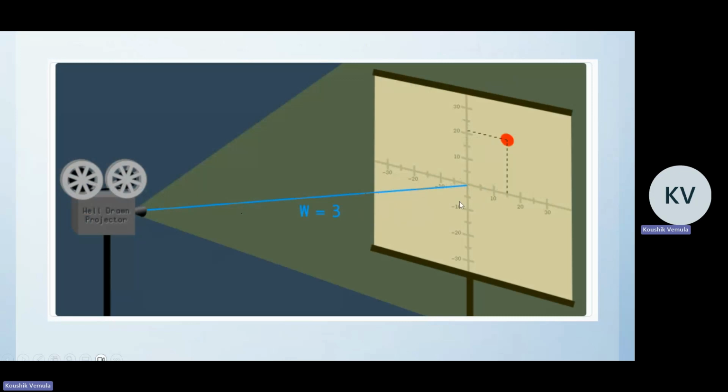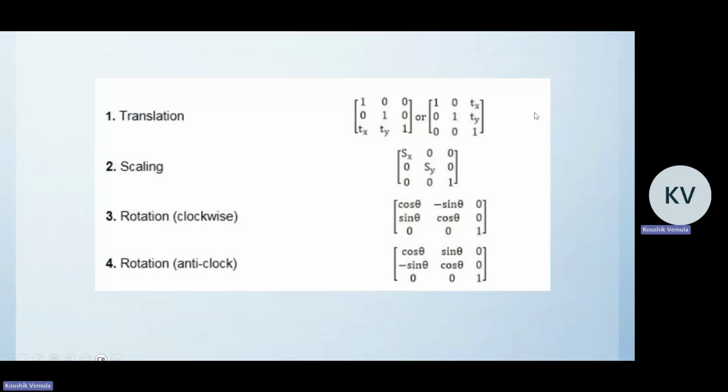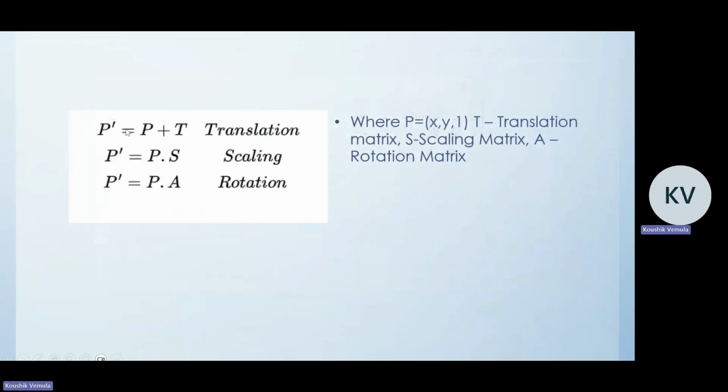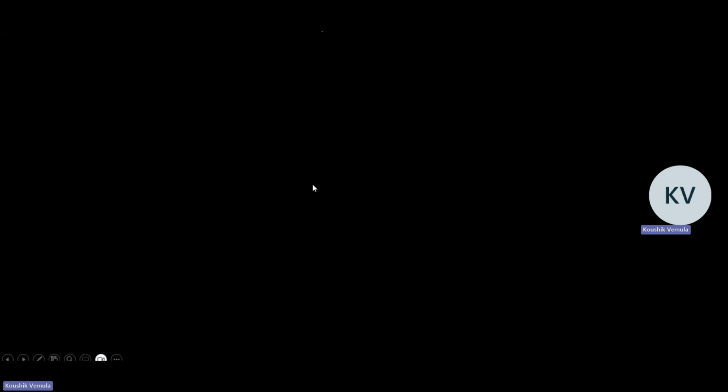For the Euclidean coordinate 7, 5, we can see that there are multiple homogeneous points. In fact, we can get an infinite number of points for a single given Euclidean coordinate. This is one of the features of homogeneous coordinates. These are the matrix notations for translation, scaling, rotation anti-clockwise and rotation clockwise respectively. As we can see, tx, ty, sx, sy, cos theta, sin theta. In matrix representation, p dash equals p plus t, p dash equals p into s, p dash equals p into a, where p is x, y, 1, t is translation, s is scaling, and a is the rotation matrix.